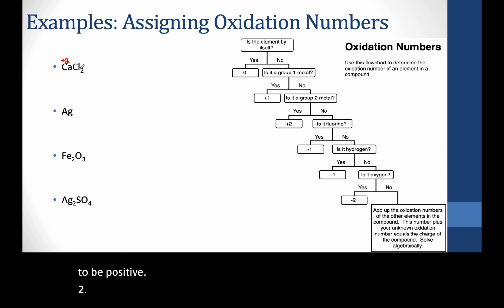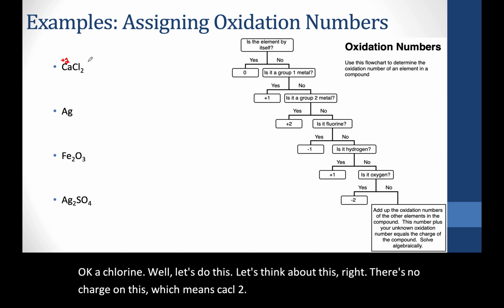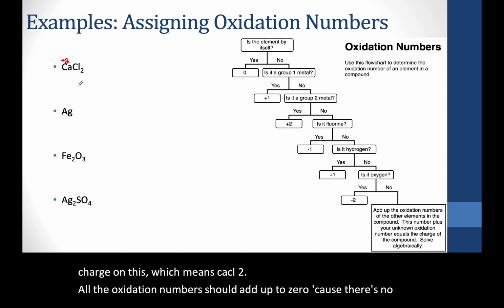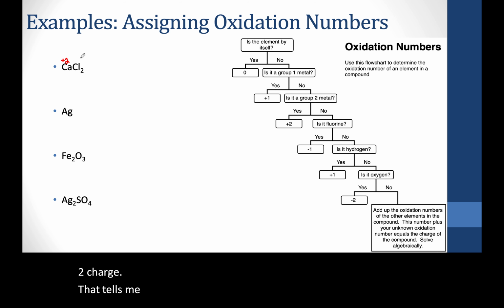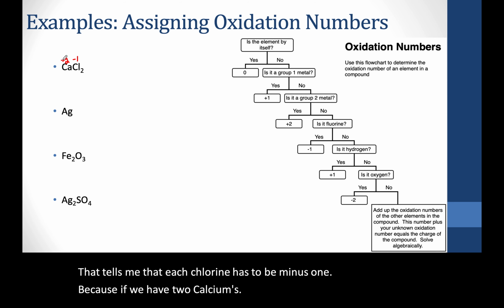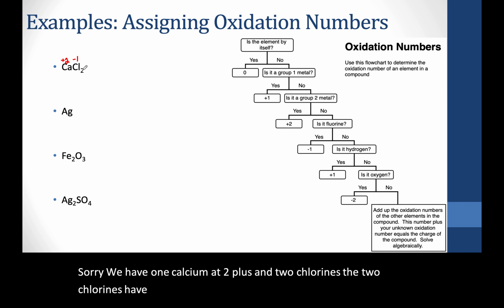Okay. Chlorine, well, let's think about this, right? There's no charge on this, which means in CaCl2 all the oxidation numbers should add up to 0 because there's no charge up here. So there are 2 chlorines, and I need to balance out a plus 2 charge. That tells me that each chlorine has to be minus 1. Because we have 1 calcium at 2 plus, and the 2 chlorines have to add up to 2 minus, and there's 2 of them, so each one has to be minus 1.